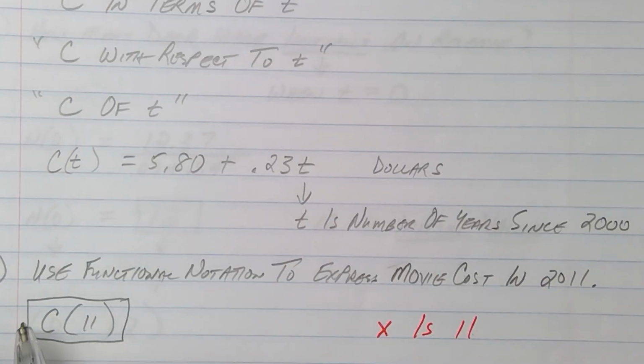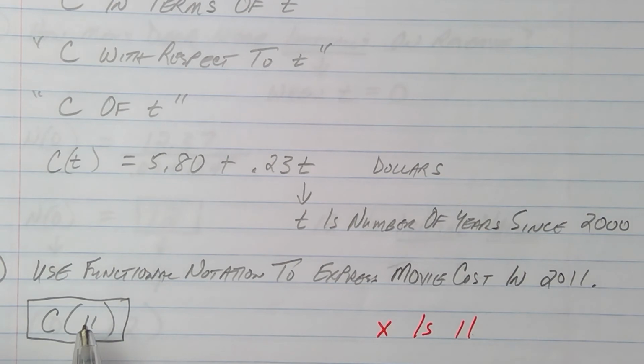Okay. So if they say something like use functional notation to express the movie cost in 2011, you're going to say, okay, the cost in terms of 11 years later, or the cost of a movie ticket depends on 11 years passing.